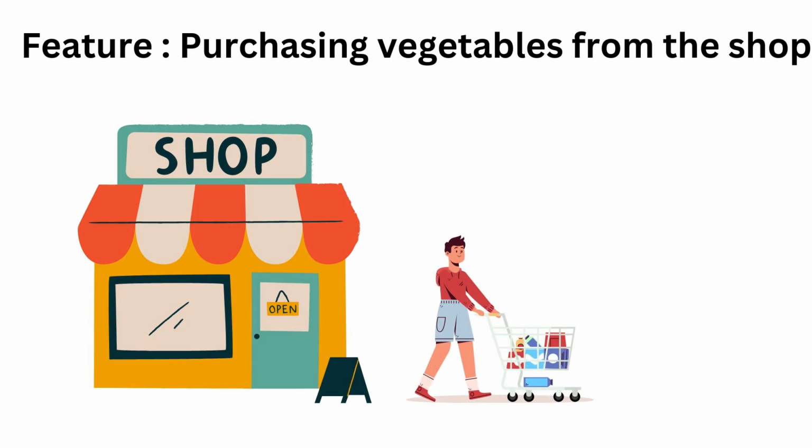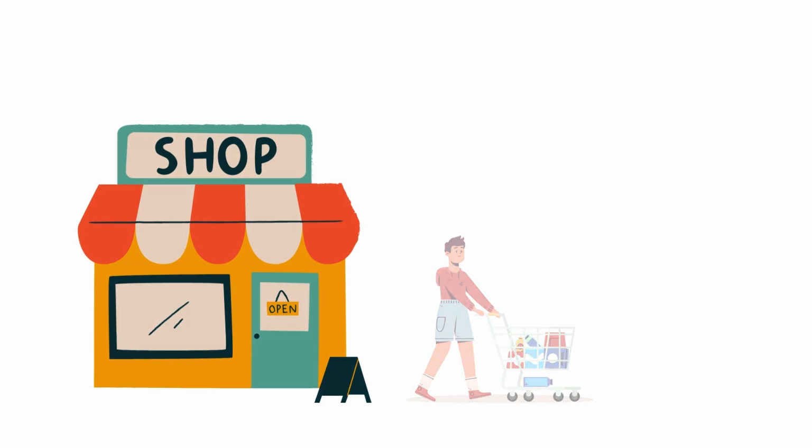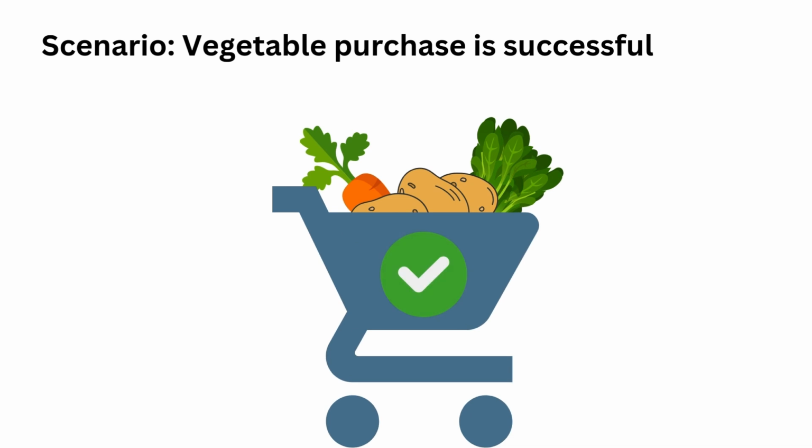Assume you are trying to buy some vegetables from the market. We will take this scenario to write our first feature file. Here the feature is purchasing vegetables from the shop. When it comes to the scenario, you will always try to make this purchase successful because you want to cook. So the scenario is: vegetable purchase is successful.